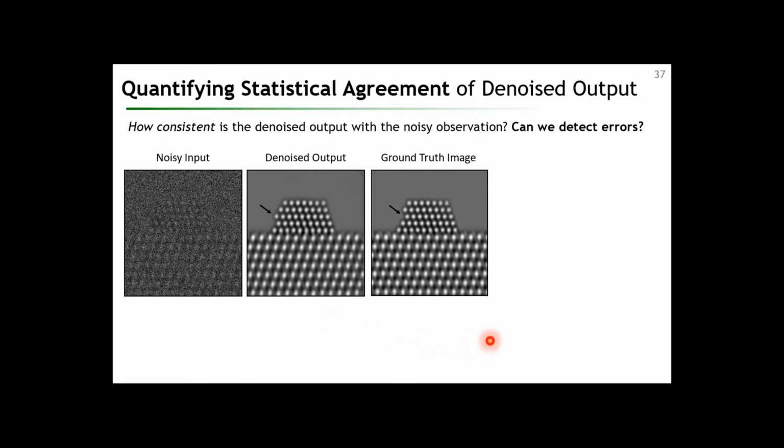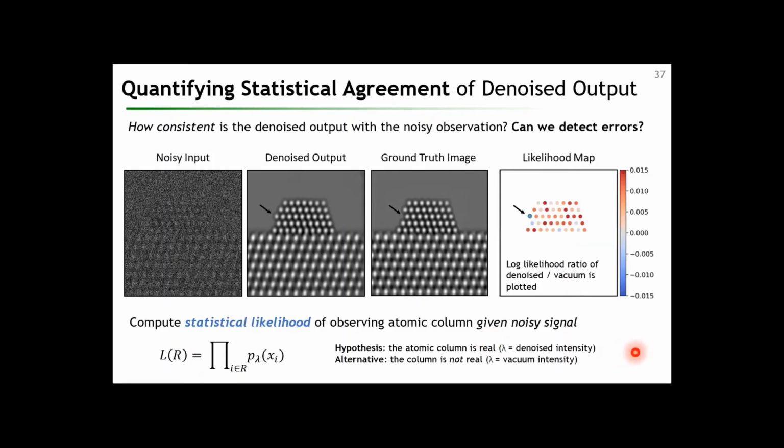So can we detect this? We've come up with a way, based on the statistical likelihood, of mapping out the likelihood of those atomic columns being present based on the noisy observation that we fed it. I'll defer the details here, but essentially this gives us an atomic-column-by-atomic-column representation of how likely these structures are to be real given the intensity that's present in the noisy image.